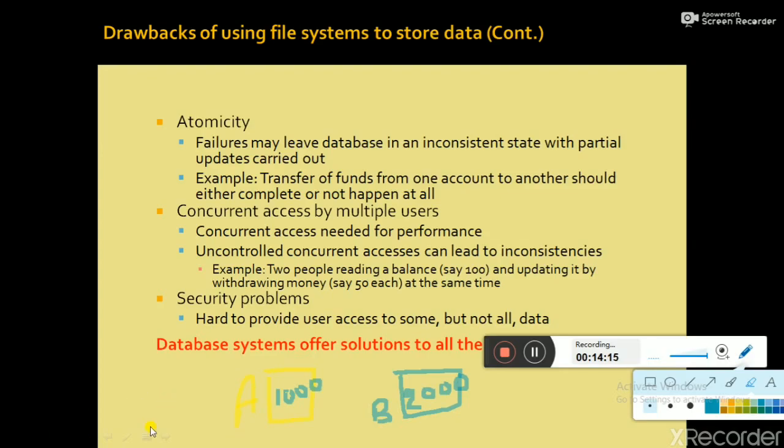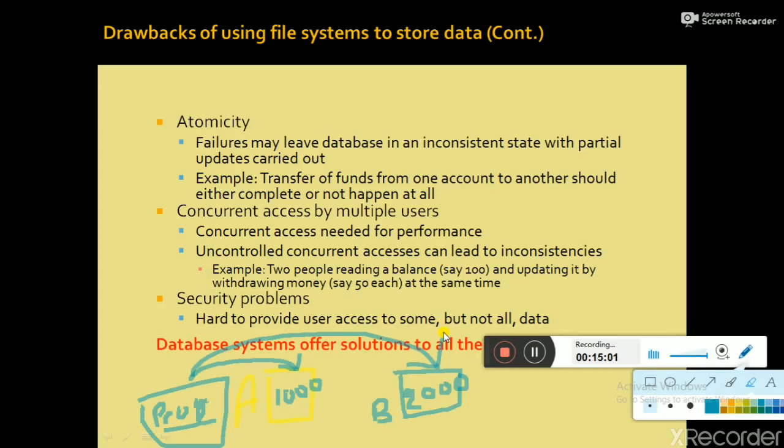That means an application program should be there. This is the application program, which will execute and transfer 50 rupees from account A to B. That means the program first should access the file A and then deduct 50 rupees from account A, and then add the 50 rupees into account B. That is how fund transfer should happen.